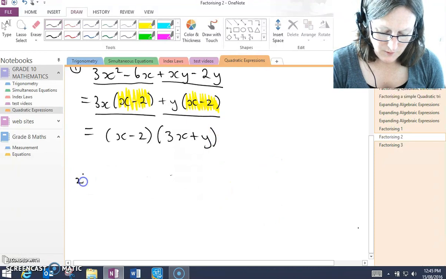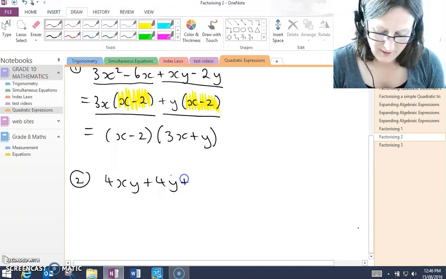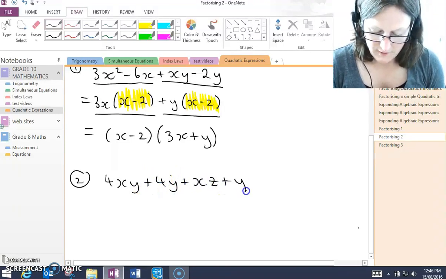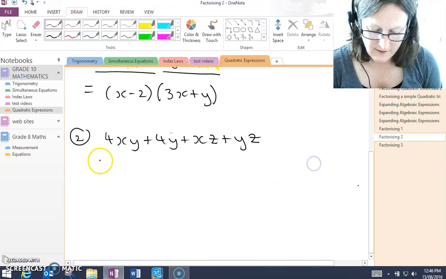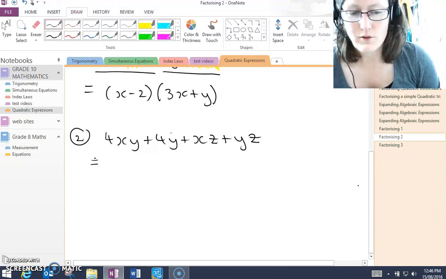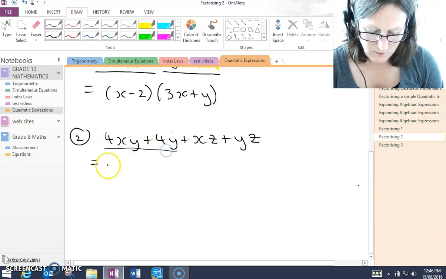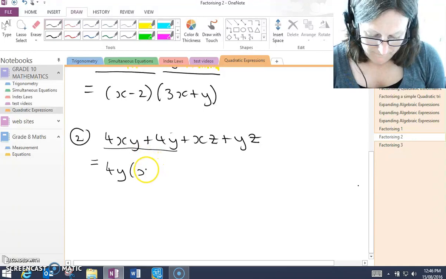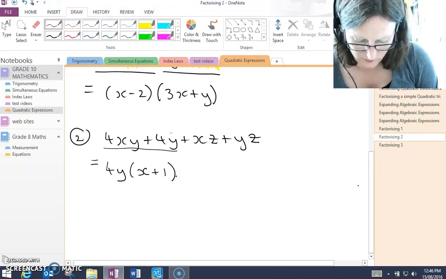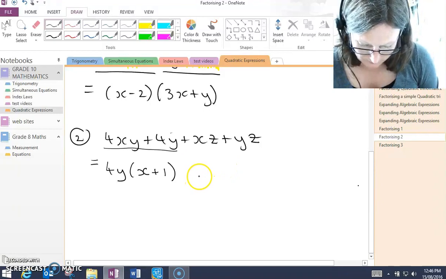A second example similar to that is 4xy plus 4y plus xz plus yz. Again, I look and see, is there something common to all four terms? And the answer is no, there is nothing in all four of those terms. But maybe if I group 2 and 2 I can factorise it. I look at my first two terms and 4y is common, and I'm left with x plus 1. I then look at my second term and z is common.